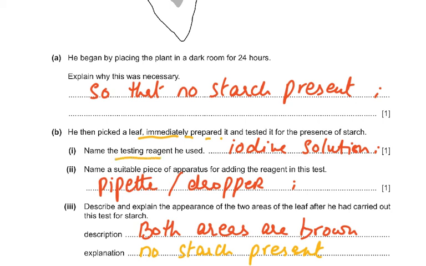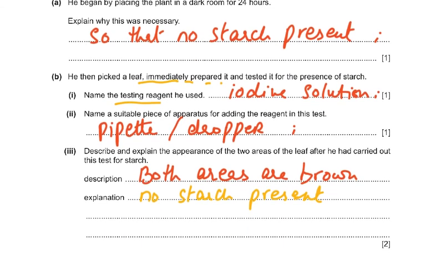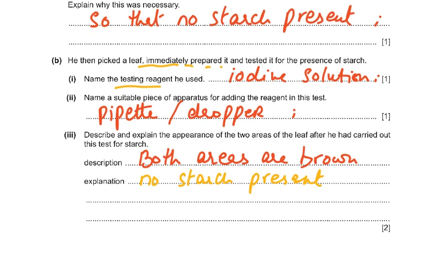He then picked a leaf, immediately prepared it and tested for the presence of starch. Name the testing reagent: iodine solution. Name a suitable piece of apparatus: either a dropper or a pipette. Then it says describe and explain the appearance of the two areas of leaf after he had carried out this test for starch. So both areas would be brown because there would be no starch present, because you've de-starched the potted plant.